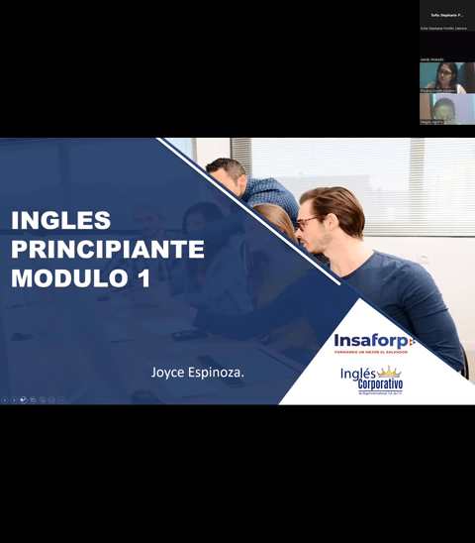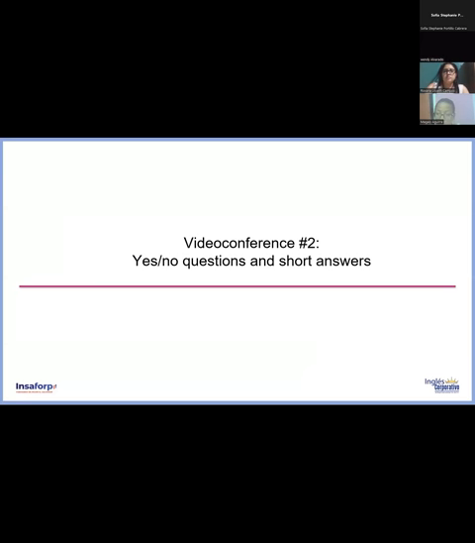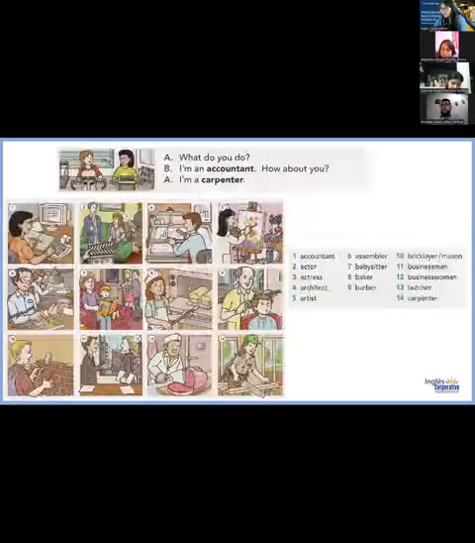Okay, let's go with the topic that we have for today. And today we're going to keep studying the verb to be, but using yes, no questions and short answers. Vamos a ver el verbo to be con las questions, también vamos a ver vocabulary and many things. Let's get started. And let's start with the vocabulary. These are the professions, right? Professions, occupations, también. There are more, but we're going to study some.